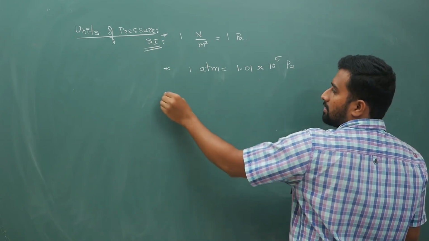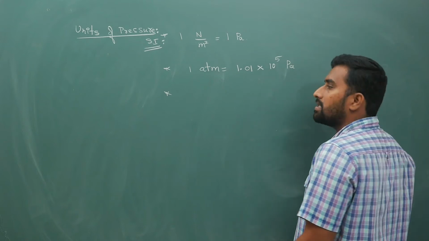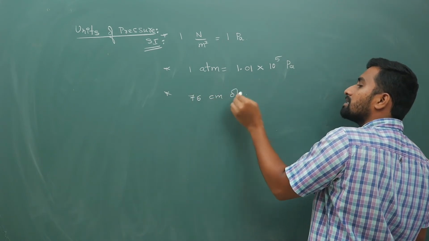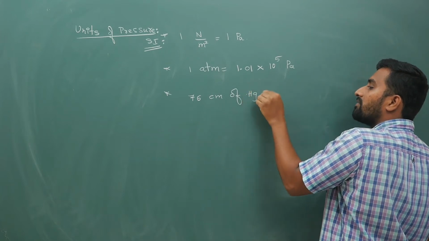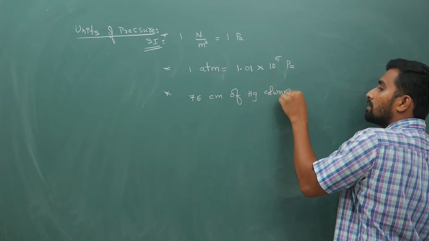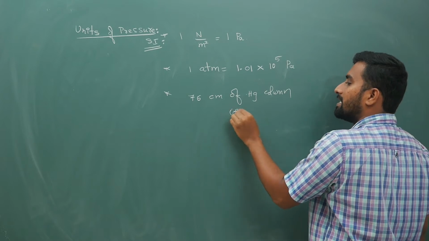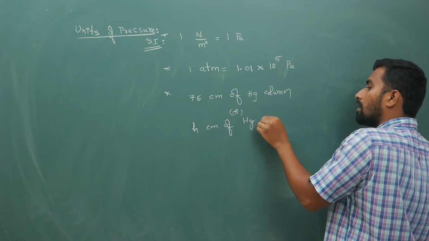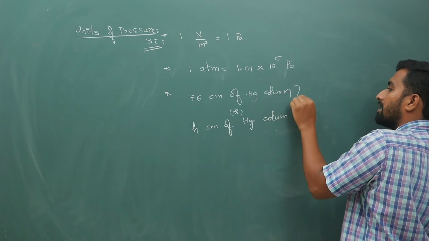Next, sometimes pressure is also written as, people will write 1 atmospheric pressure is 76 centimeter of Hg column, or people will write it as H centimeter of mercury column or water column, something they will write.